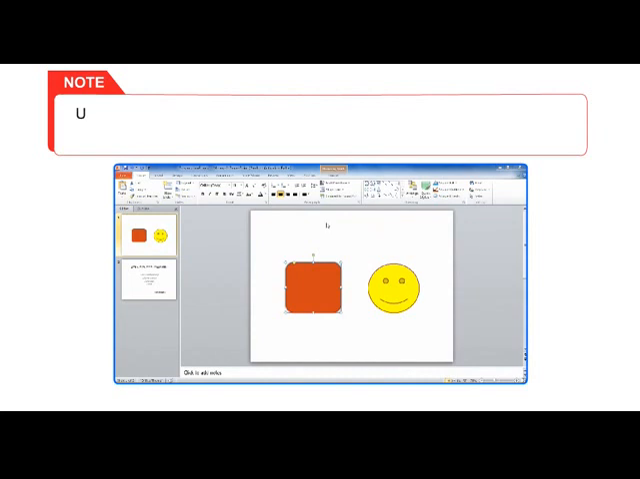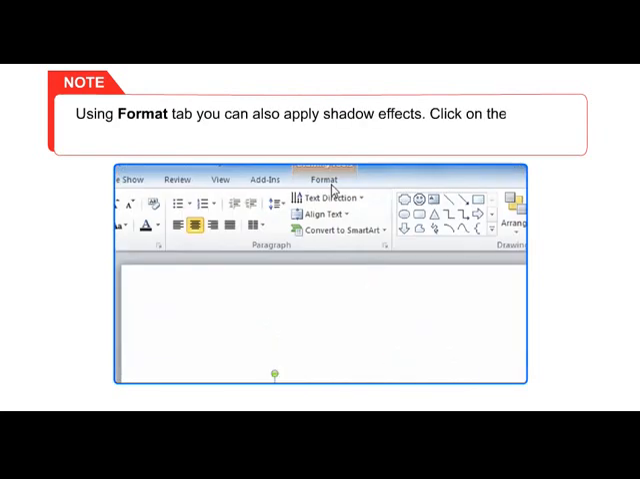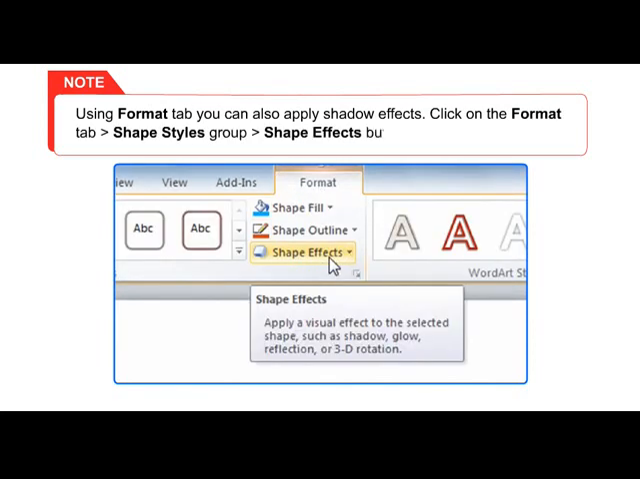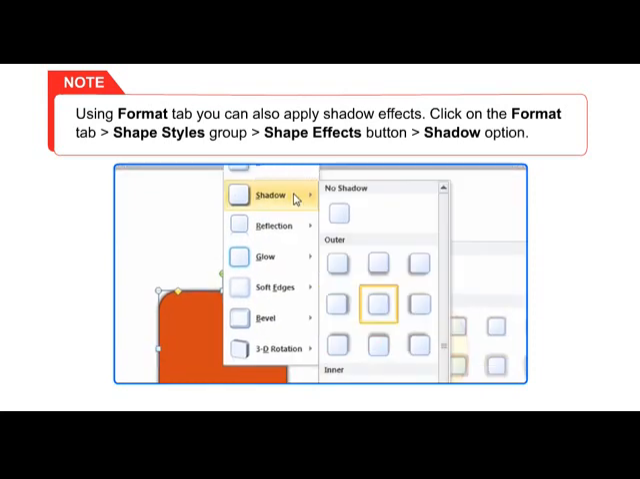Alright, students, know that using the Format tab you can also apply shadow effects. Click on the Format tab, then go to Shape Styles group, then go to Shape Effects button, then go to Shadow option.